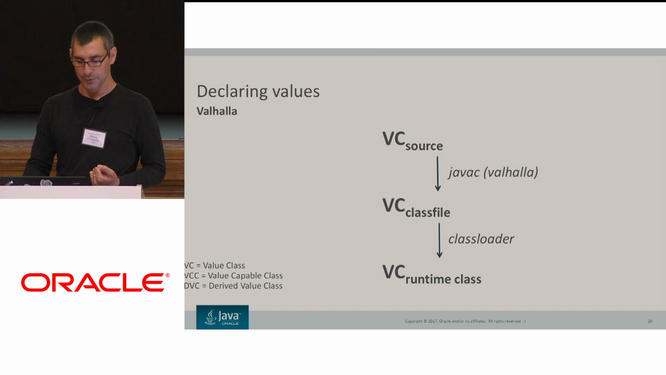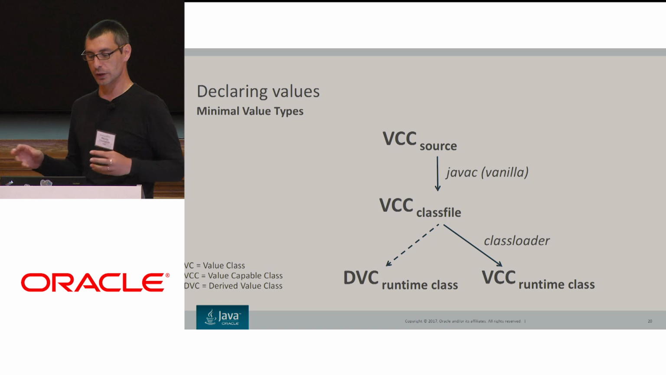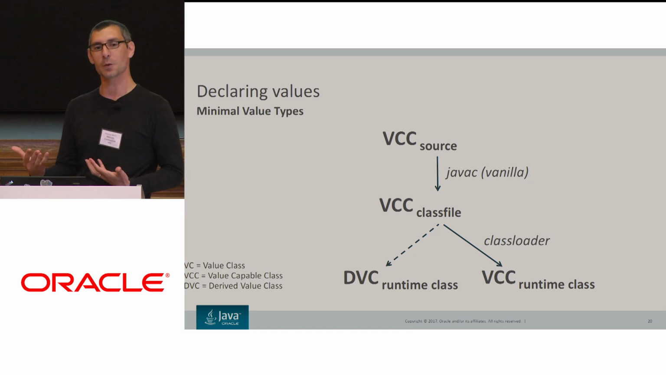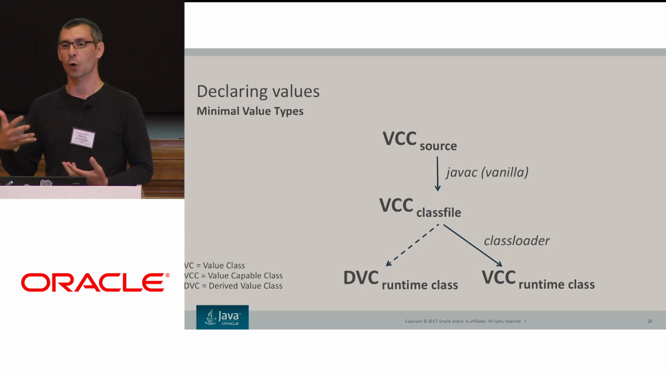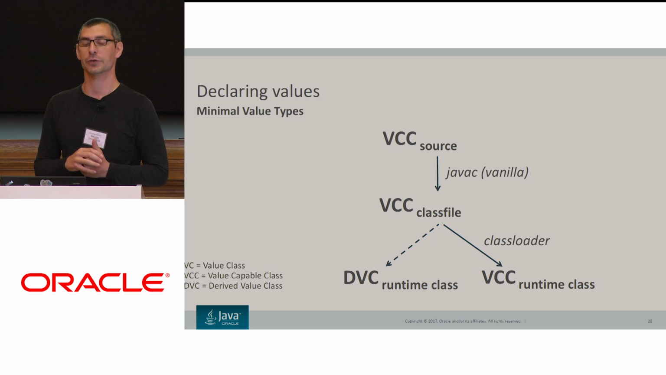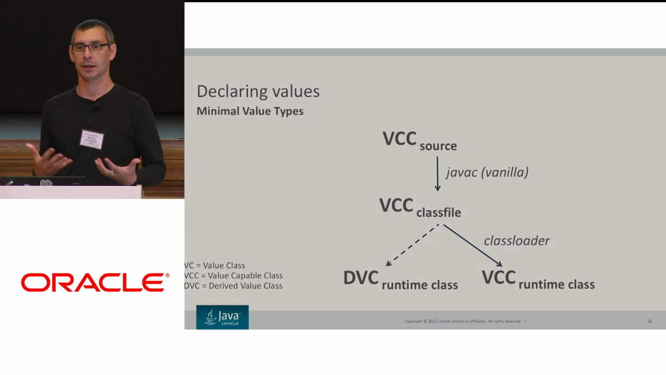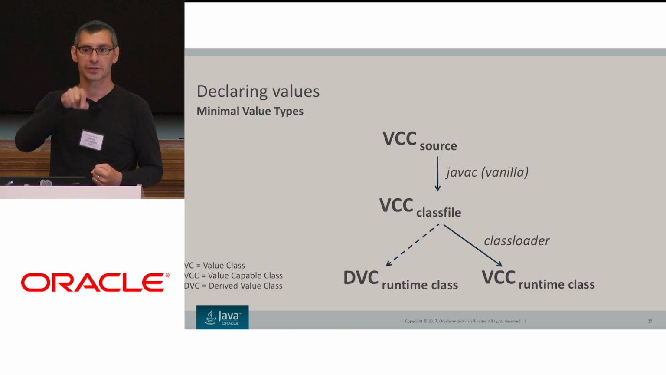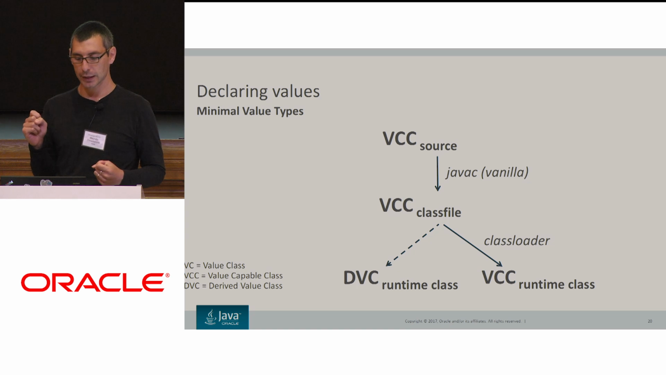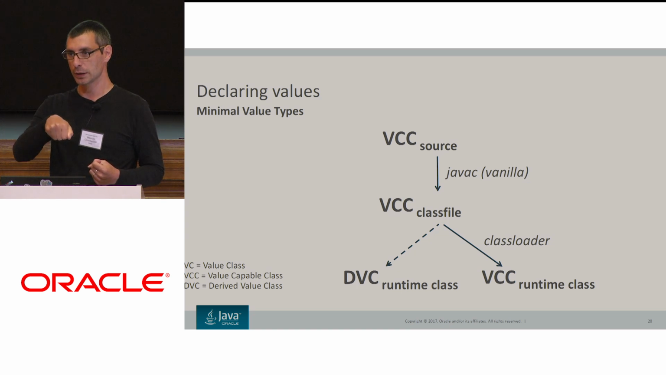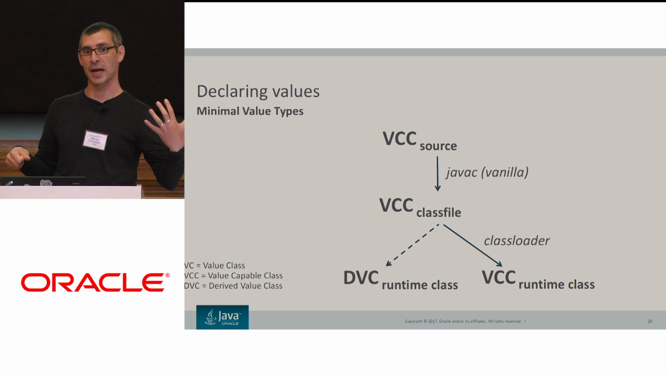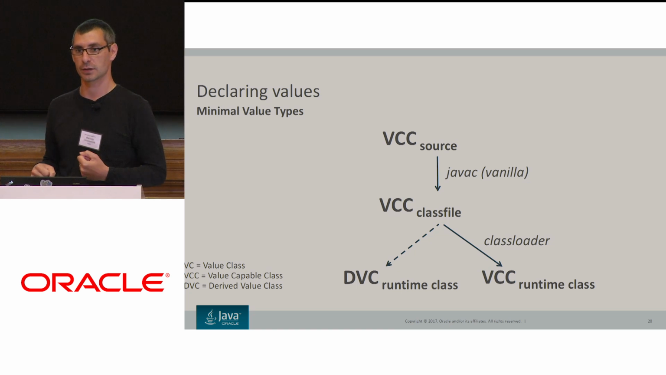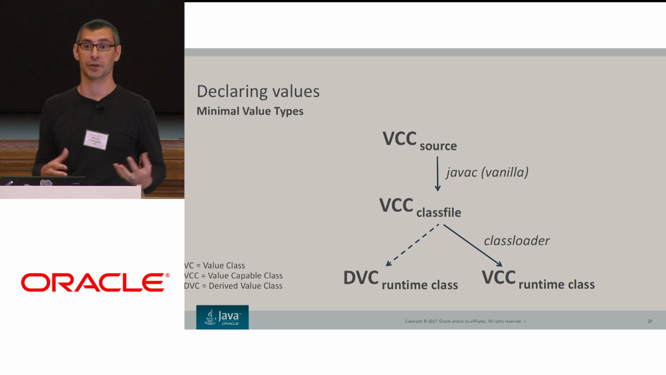With minimal value types, the picture is a little bit more convoluted. So you start with the VCC, which means value capable class. That's the terminology we're using. You compile it with a vanilla Java compiler, so you don't require any language modification. You just compile it, you get a class file. But since there's an annotation on that value capable class, the VM will load it. By the time it loads that class file, it will also spin this magic derived value class for us. And that's really the interesting part of MVT.